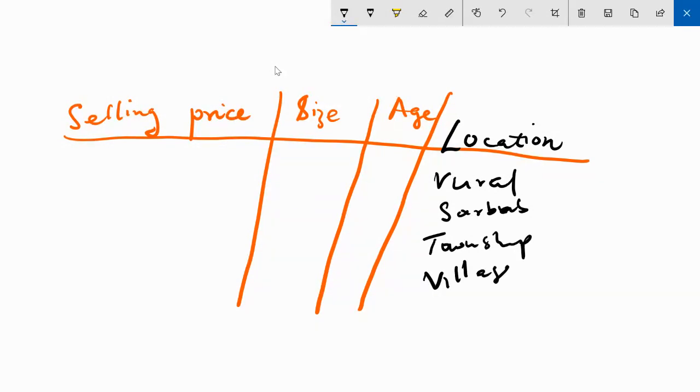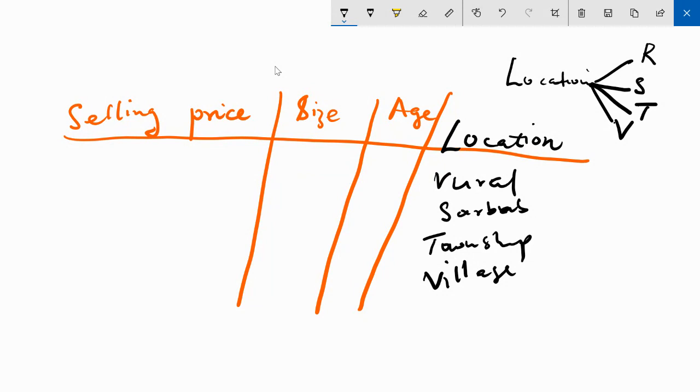Thank you very much. If you can check now, under location we have four options from the leaders. They said rural, suburb, township, village.